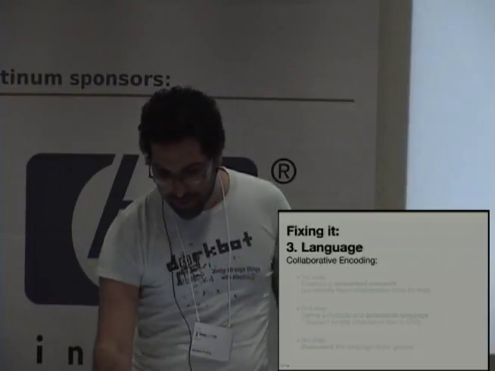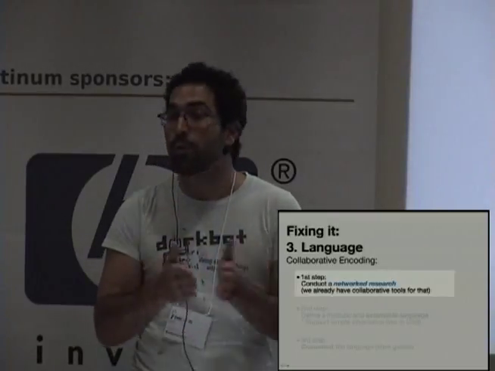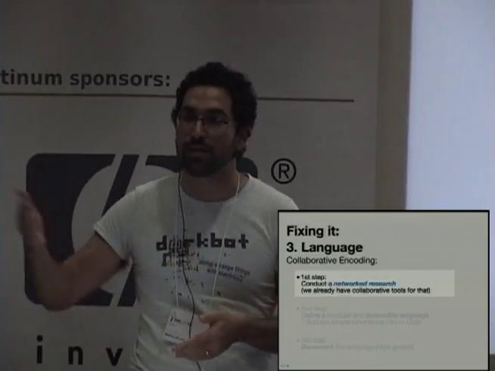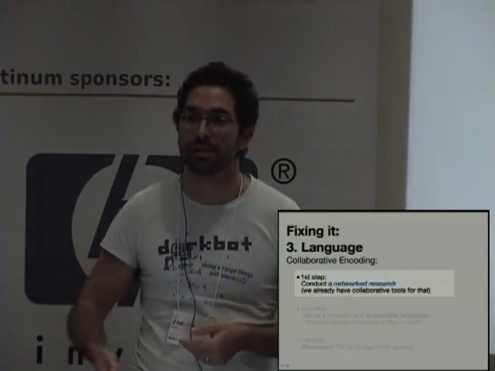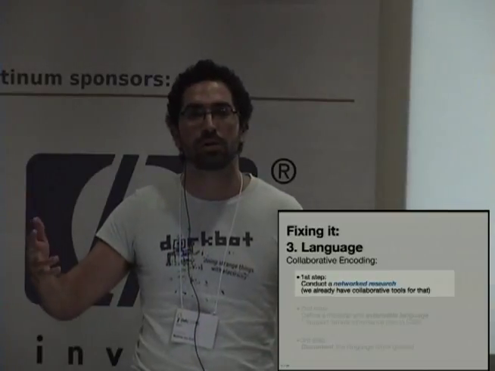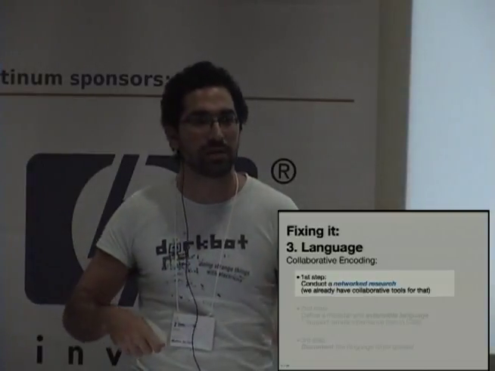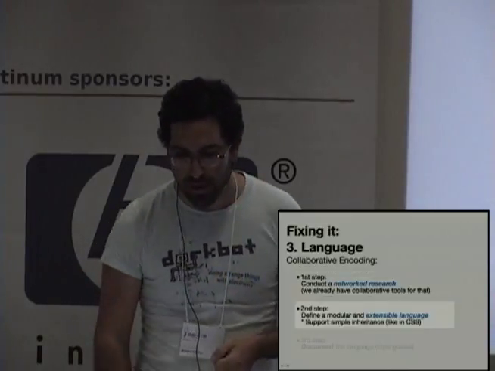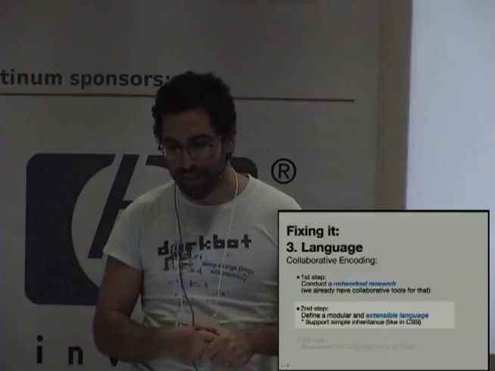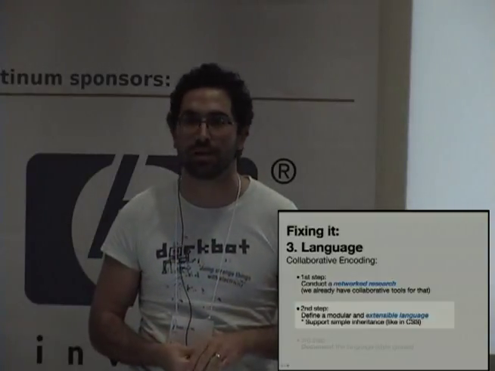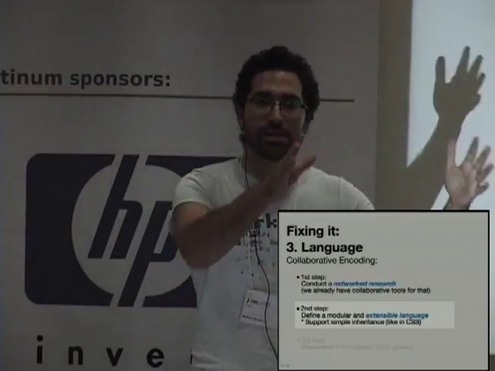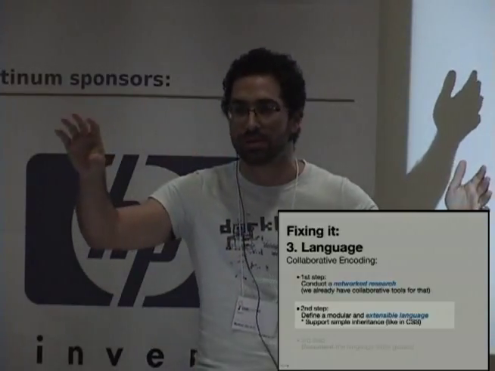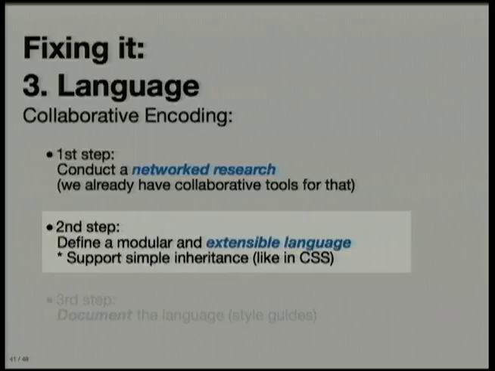And finally, language. I give the examples of researchers, we can do networked research, we already have the tools for that. So definitely try to see how people are using software, how it is being evaluated together, and come up with the best practices together. Try to use extensible languages. CSS is a good example of that, in the sense that you can say everything of this type should look like that, with the exception of this, with the exception of this. When you're saying everything should look like that, then you're setting the standard. And that's an easier way of collaborating.